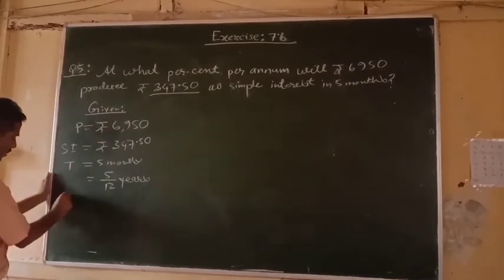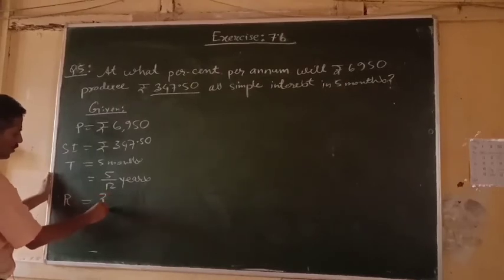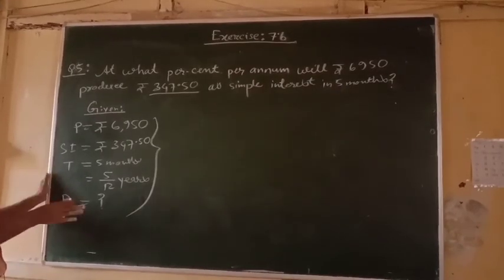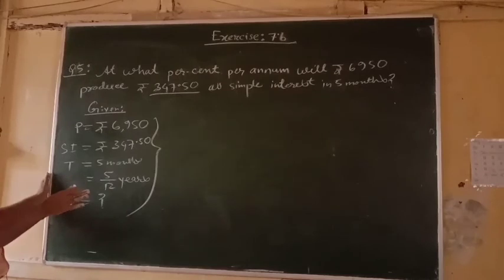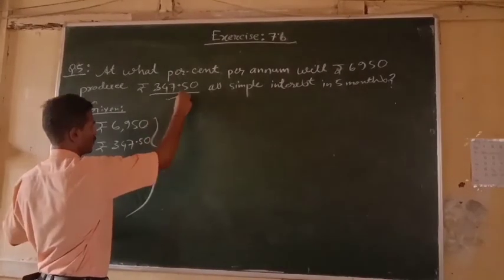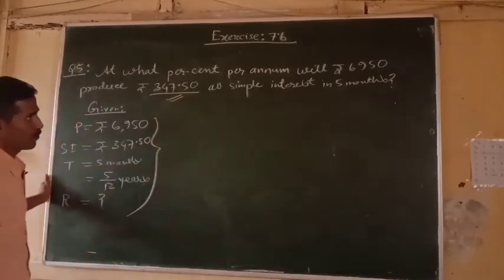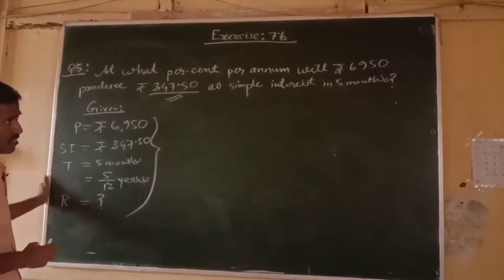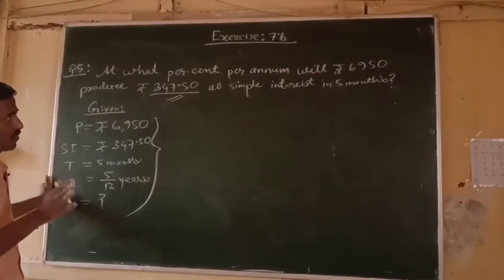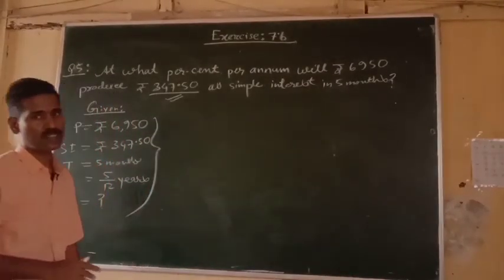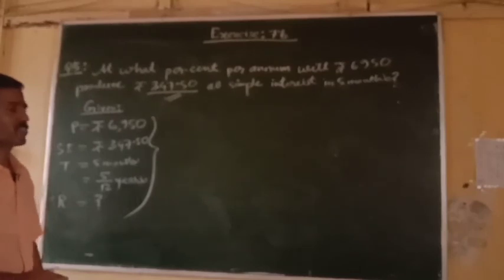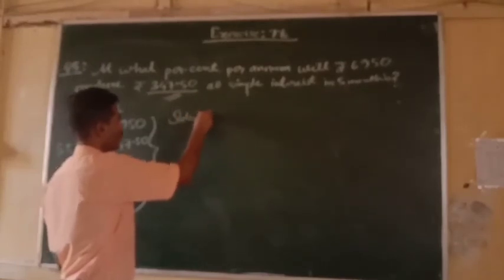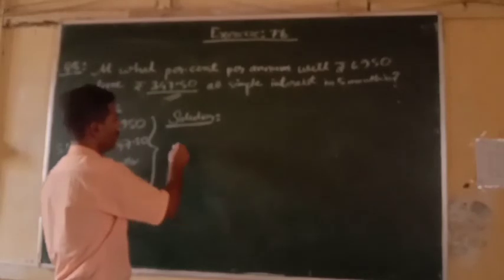Then at what percent? That means you have to find the rate of interest. These are the inputs given in the question. That means if you invest or deposit rupees 6,950 for 5 months, you will get rupees 347.50 as interest. So you have to find the rate of interest. So, solution: the rate of interest you have to find out.